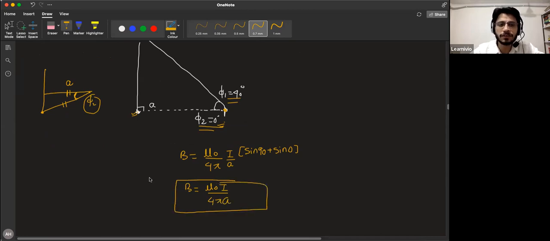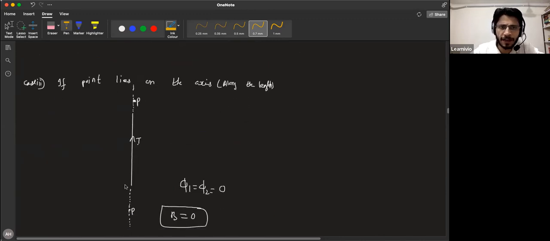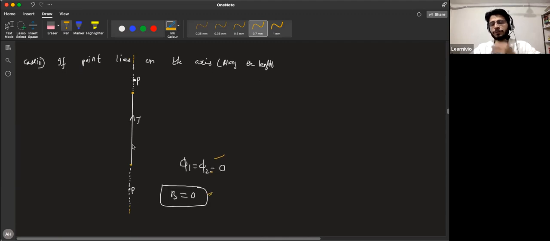The next case is, what if the point lies on the axis? Axis means this is your conductor, and your point can lie anywhere on the axis, not on the wire. I'm not saying that the point will lie on the wire. It will not lie on the wire, but on the line joining the two ends of the wire, here. This point P1 and P2 can lie anywhere. So here phi 1 will be equal to phi 2, equal to 0, so your B will be equal to 0. There won't be magnetic field at these two points, because phi 1 and phi 2 are 0. When you substitute phi 1 and phi 2 as 0, sine 0 is 0, so you will get B equal to 0.